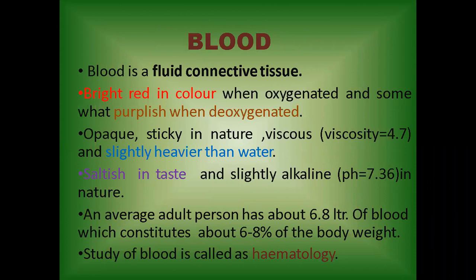What is blood? Blood is a fluid. Fluid means between liquid and solid. That structure is fluid, and it is connective tissue. Connective means it connects two tissues. Blood connects two tissues, therefore it is also called connective tissue. The color of pure blood is bright red. Pure means oxygenated, a high concentration of oxygen is there, that is called pure blood, and it is bright red in color. If the oxygen level is down, then the color of the blood becomes purplish, that means dark red, because less oxygen is there.